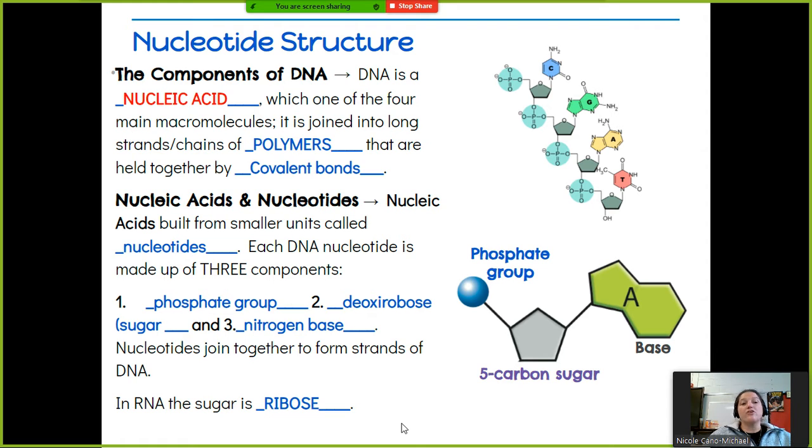Now, remember, there are two types of nucleic acid. RNA is the other type of nucleic acid. RNA is the same nucleotide, the only difference being that RNA has the sugar ribose, not deoxyribose. So it just has a different sugar on it.